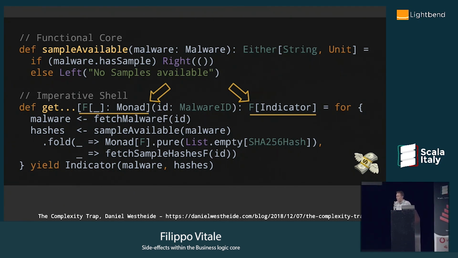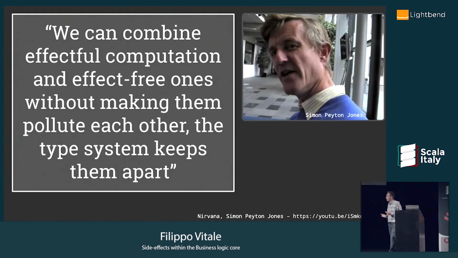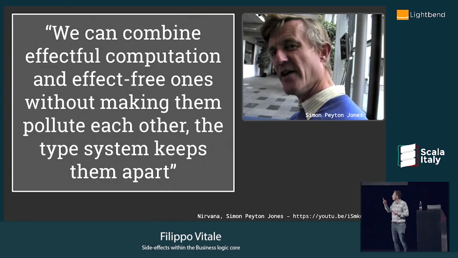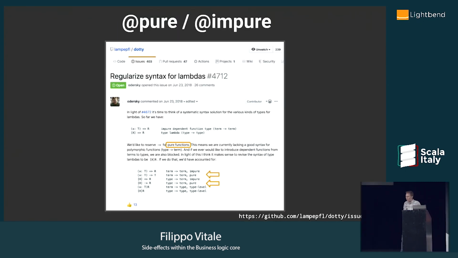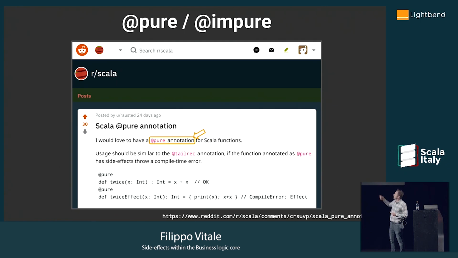Everybody is different. And honestly, I truly wish, this is for Haskell, Simon Peyton Jones, I truly wish my Scala compiler would actually know about effects. That way, we can work better on not polluting effectful and non-effectful code. Speaking of which, there's an ongoing discussion in the Scala community about bringing pure and impure tags, like tailrec. Same thing, but for pure, in order to tag methods and functions as pure or not.